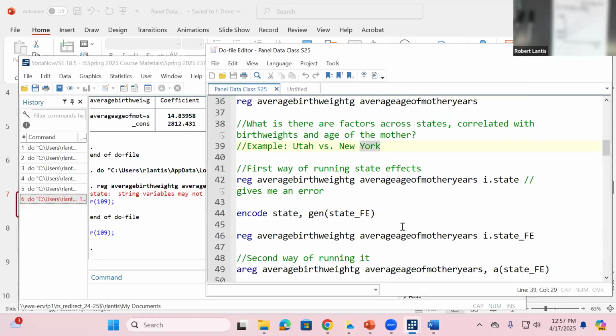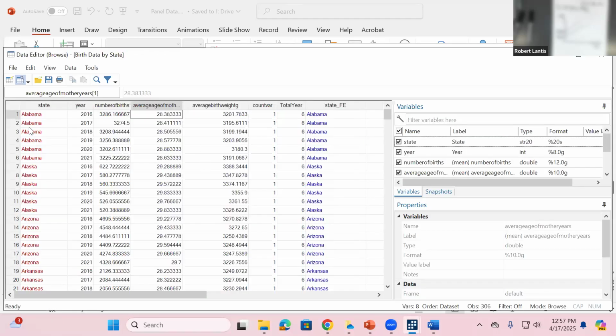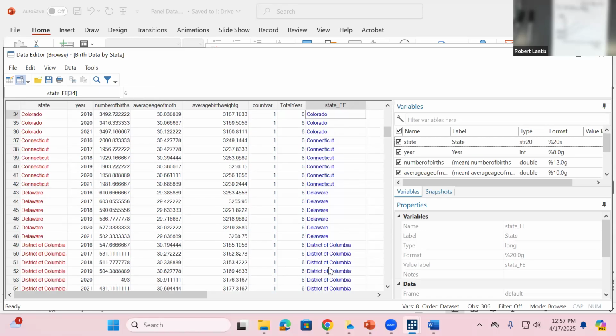So what I need to do is use that encode command we talked about. One way of getting around that was to take that original variable and create another variable that I can use in my fixed effects regression. When I encode it, it takes every name and assigns it a unique number. So when I run this command, what it did is it still looks like Alabama, but Alabama's a 1. Colorado's a 6. And here it is, DC's a 9, right?